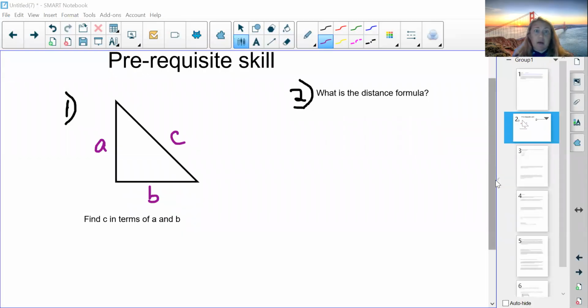We're going to begin this segment with a prerequisite skill. I actually want you to begin by pausing the video. You're working with this right triangle, and you want to express c in terms of a and b for the first one. And then for number two, try to recall the distance formula that you learned back in high school. So pause the video and give these two a try.